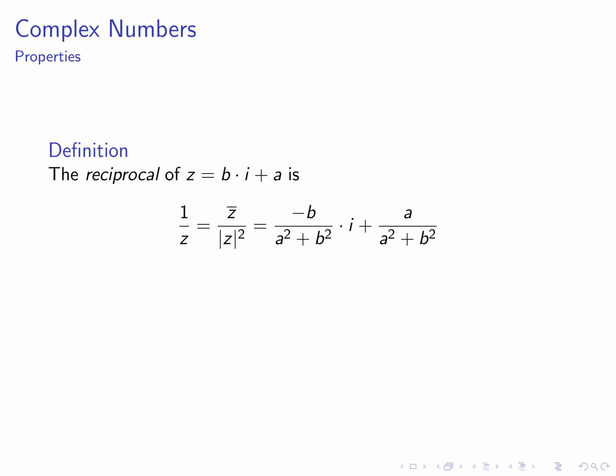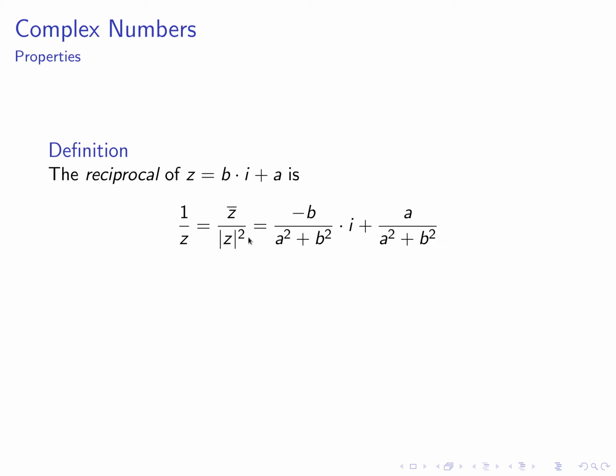And these formulas allow us to define division in the world of complex numbers. The reciprocal of a complex number of the form b times i plus a is written just the same way that we write the reciprocal of an ordinary number. We're taking 1 divided by z here, if z is the label for our complex number. And the formula for reciprocals says we form a fraction where the numerator is the conjugate of the complex number and the denominator is the square of the absolute value.